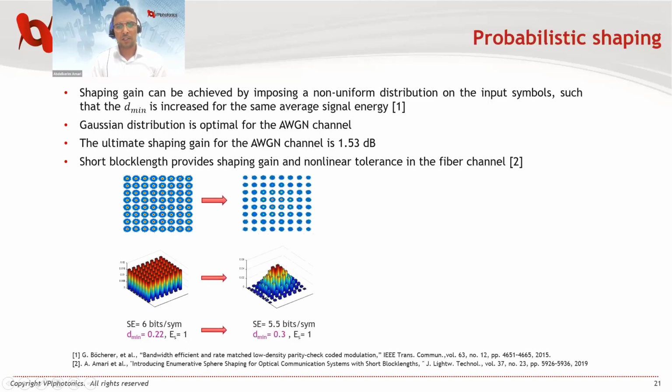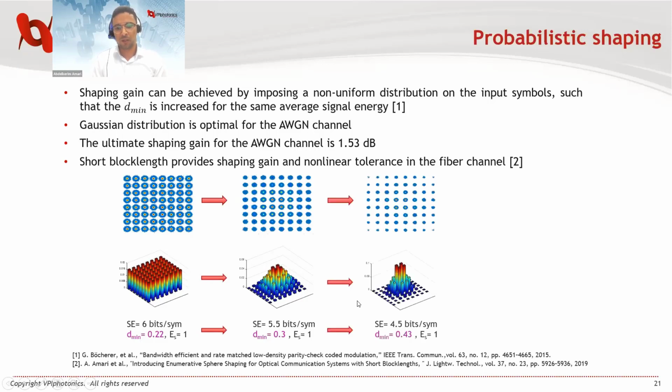If we apply probabilistic shaping to target the Gaussian distribution, we will see that the inner points have more probability of occurrence than the outer corner points. This leads to an increase in minimum Euclidean distance to 0.3 at the same average power, but with a loss in spectral efficiency due to the shaping. If we do more shaping, we get a higher minimum Euclidean distance and higher performance, 0.43 here, but with lower spectral efficiency.